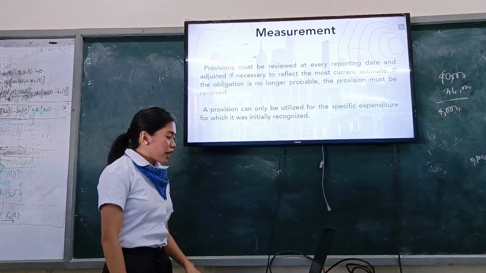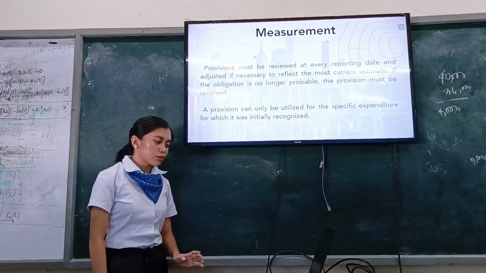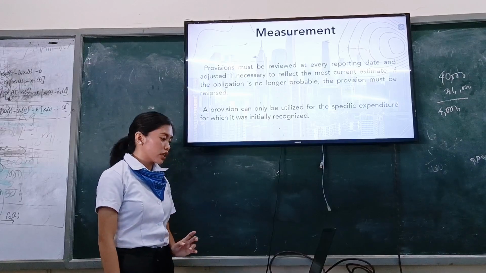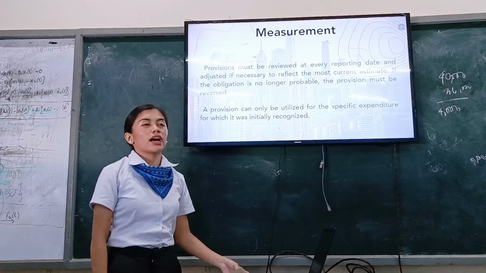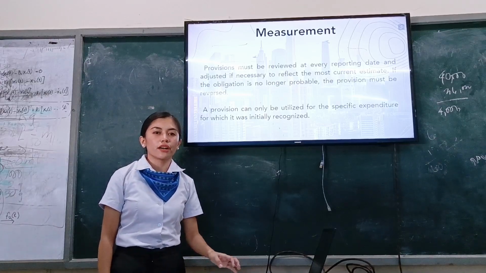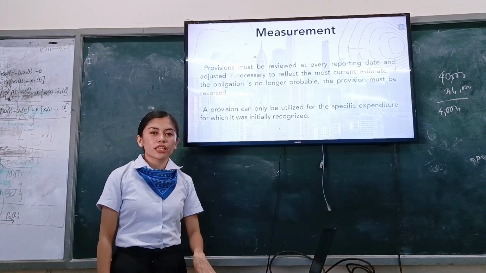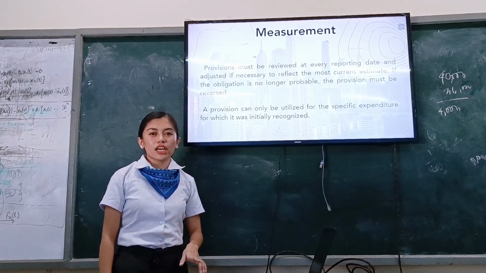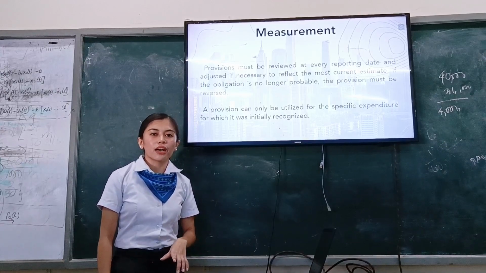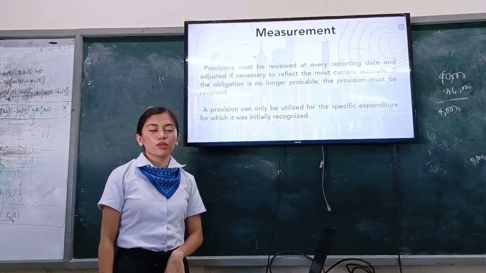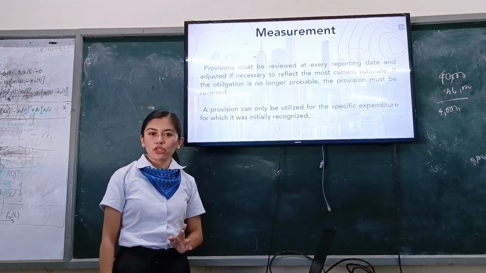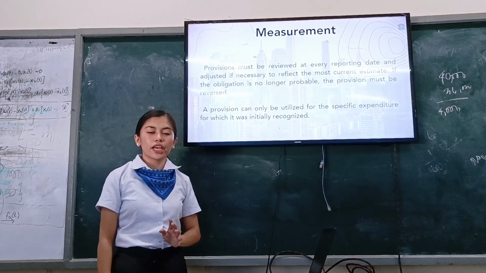And a provision can only be utilized for the specific expenditure for which it was initially recognized. So for example, a provision of 200,000 was recognized for environmental cleanup. So the 200,000 cannot be used to pay employee salary or any unrelated expenses because the funds must be used only for the environmental cleanup.